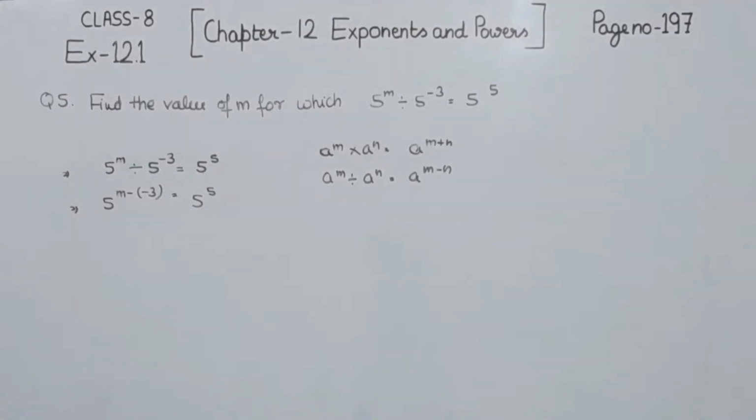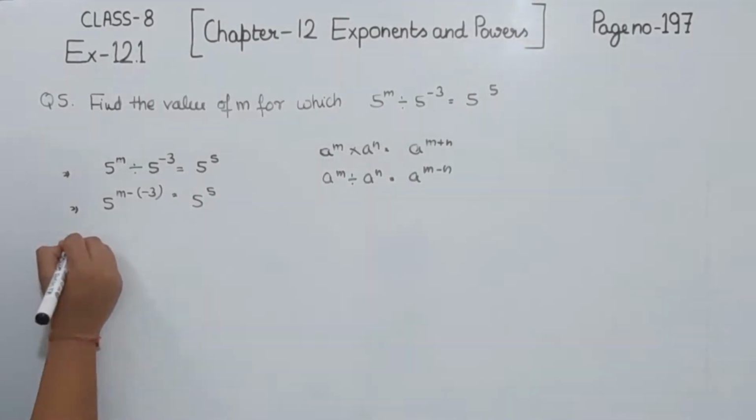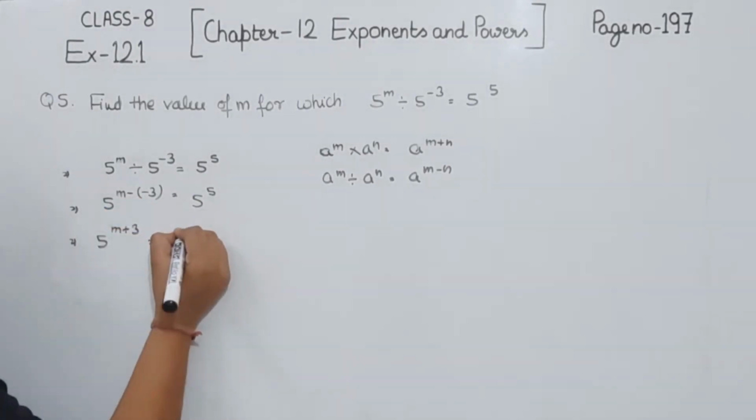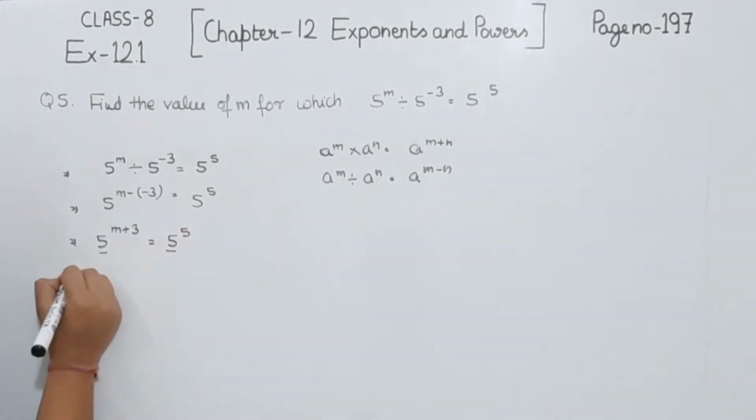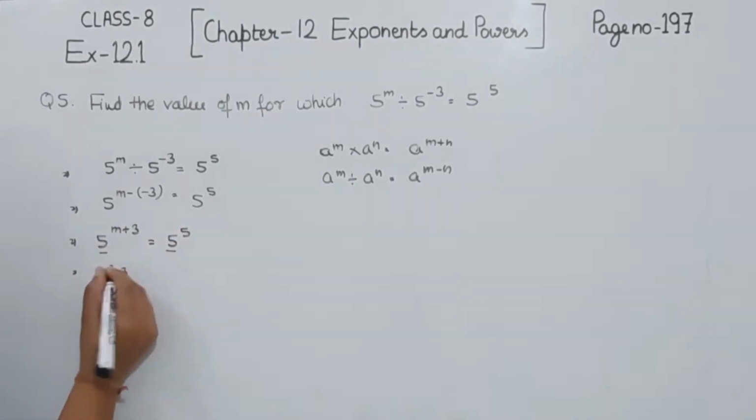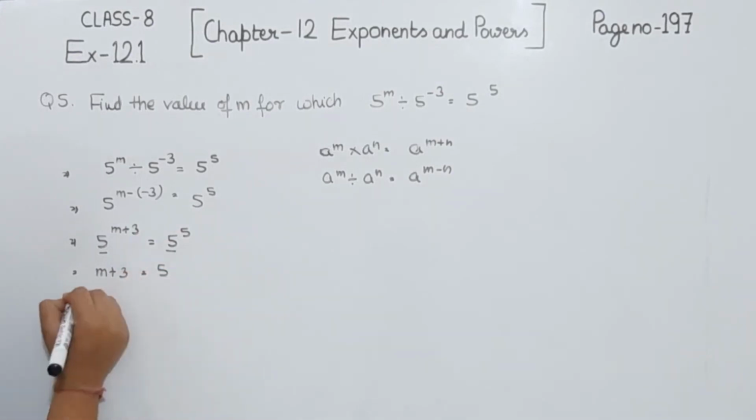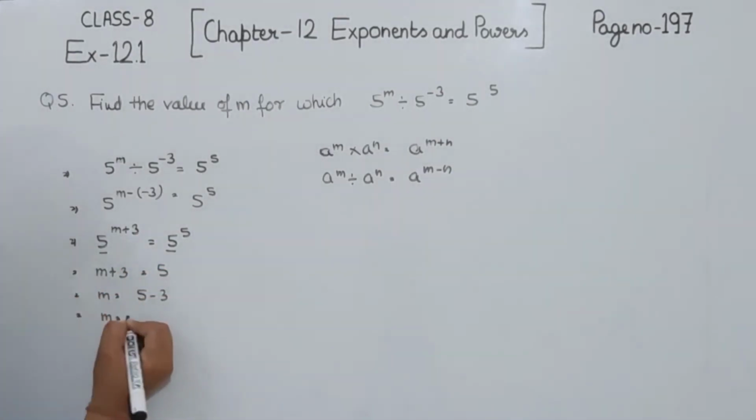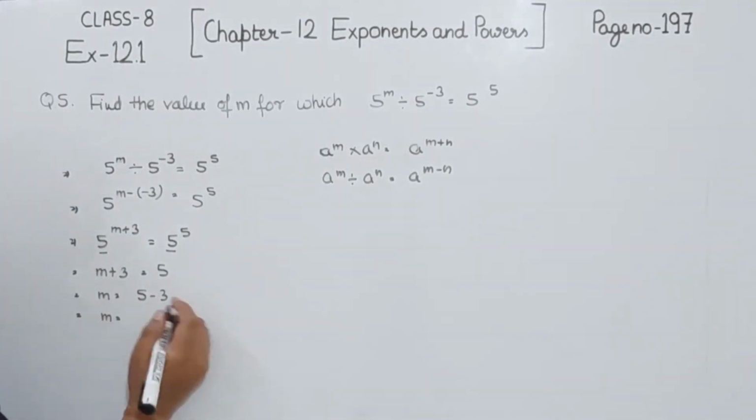Now, I'm going to solve this one. So, this is equal to 5 to the power m plus 3, since minus times minus is plus, equal to 5 to the power 5. Now, the bases are the same, so when I take the powers, m plus 3 is equal to 5. Now, m is equal to 5 minus 3, which is equal to 2.